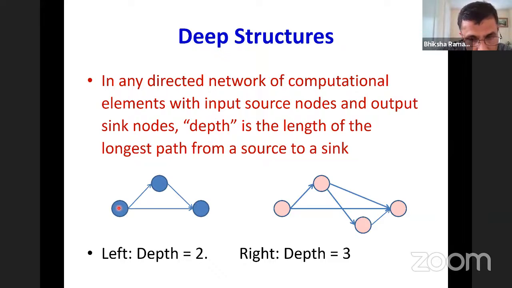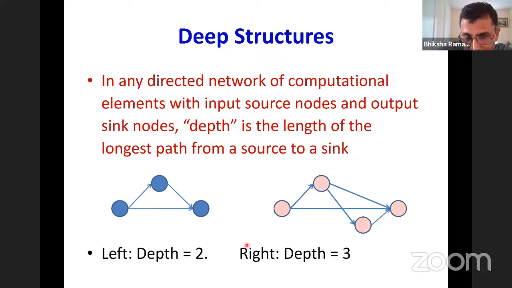There is one source, one sink. There is a path which is only 1 hop long from the source to the sink. There's also a path which is 2 hops long from the source to the sink. So this graph has a depth of 2, not 1, although there is a path that is only 1 hop.